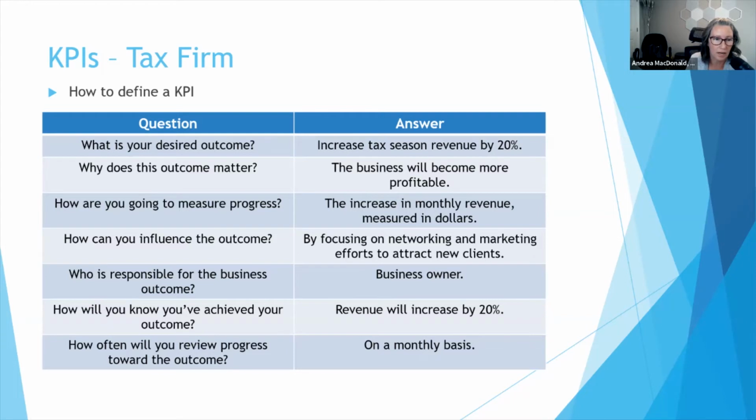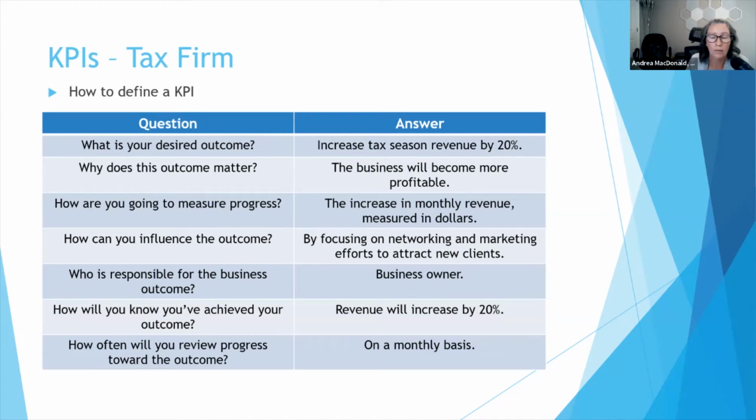How will you know you've achieved your outcome? And this question is in here because some are a little bit easier to measure than others, right? If my goal is to increase revenue by 20%, that's pretty easy to figure out. How am I going to know I've achieved it? Because revenue will have increased by 20%. So that's pretty simple. And then how often will you review your progress toward the outcome?